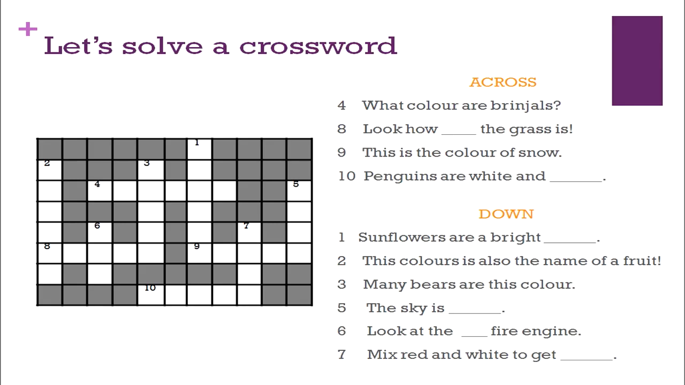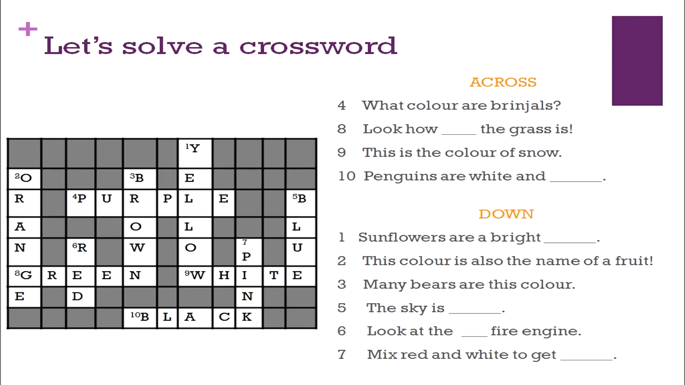Sunflowers are a bright dash. This color is also the name of a fruit. Many bears are this color. The sky is dash. Look at the dash fire engine. Mix red and white to get dash. Let's look at the answers.